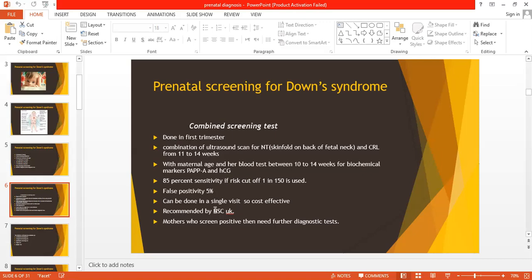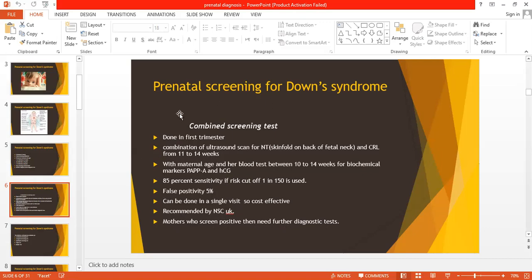It is recommended by the National Screening Committee of the UK because it is cost effective. Cost effective, ज़ाहिर है, single visit पे हो रहा है तो it is cost effective. And mothers who screen positive then need further diagnostic tests. Diagnostic tests में क्या करते हैं? Fetal cells की sampling करते हैं. वो कैसे करते हैं वो आपको आगे बताएंगे.